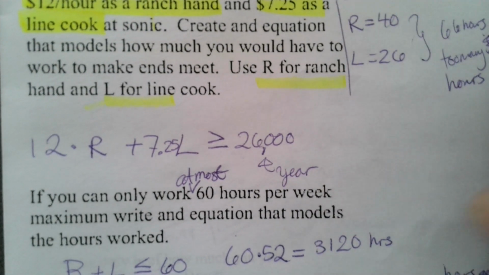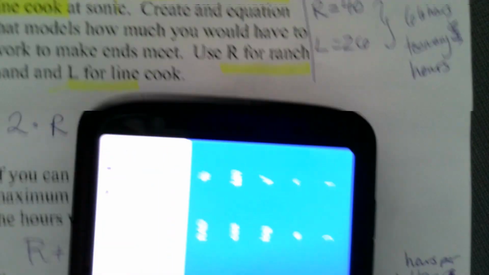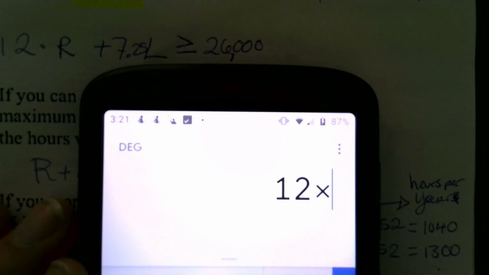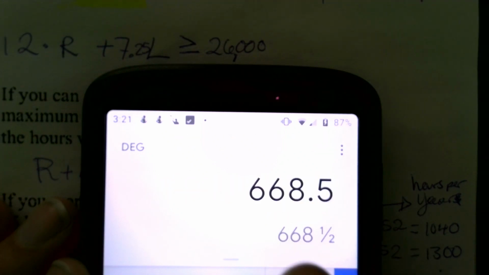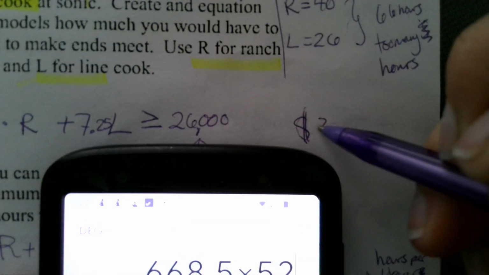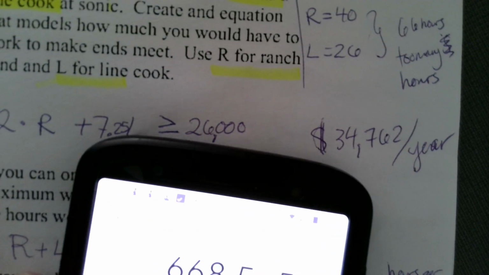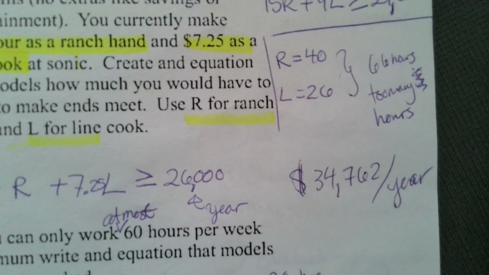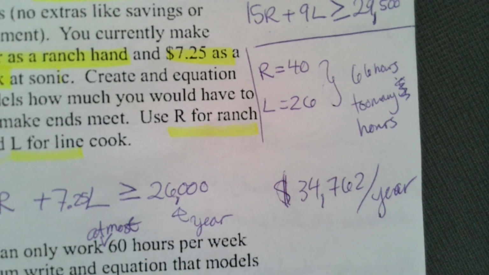So the easiest way for me to show you that is I'd literally get my calculator. I would do 12 times, how many hours as a ranch hand? 40. Okay, plus 725 times 26. That's how much you're making in a week, and then multiply it by your 52 weeks. It'd work for our budget, but it wouldn't work for our sanity, right? Time-wise, it doesn't work. Follow? So when you're doing this, you have to check for both equations. And that's pretty much everything. Let me show you what you need to get done today.